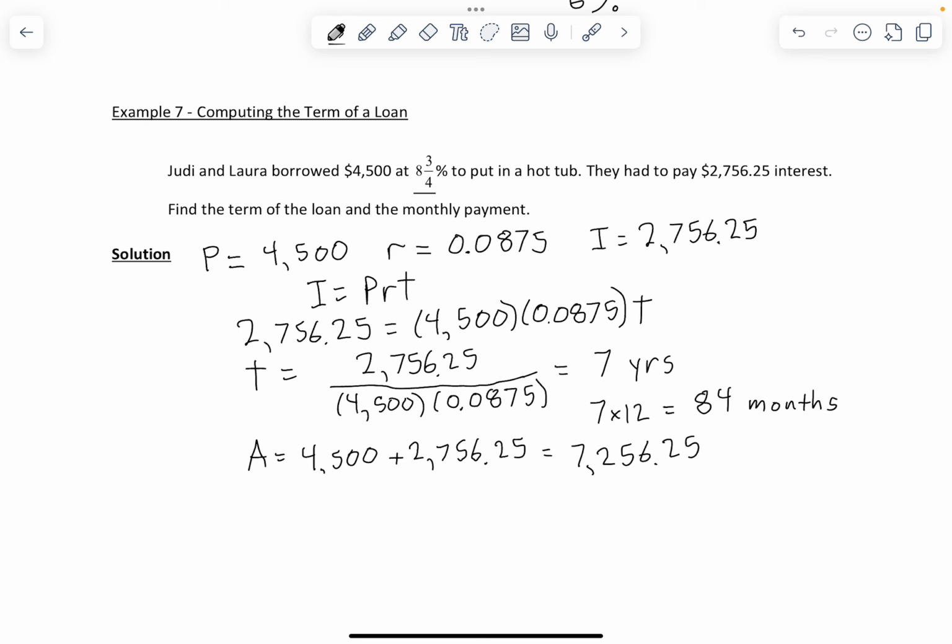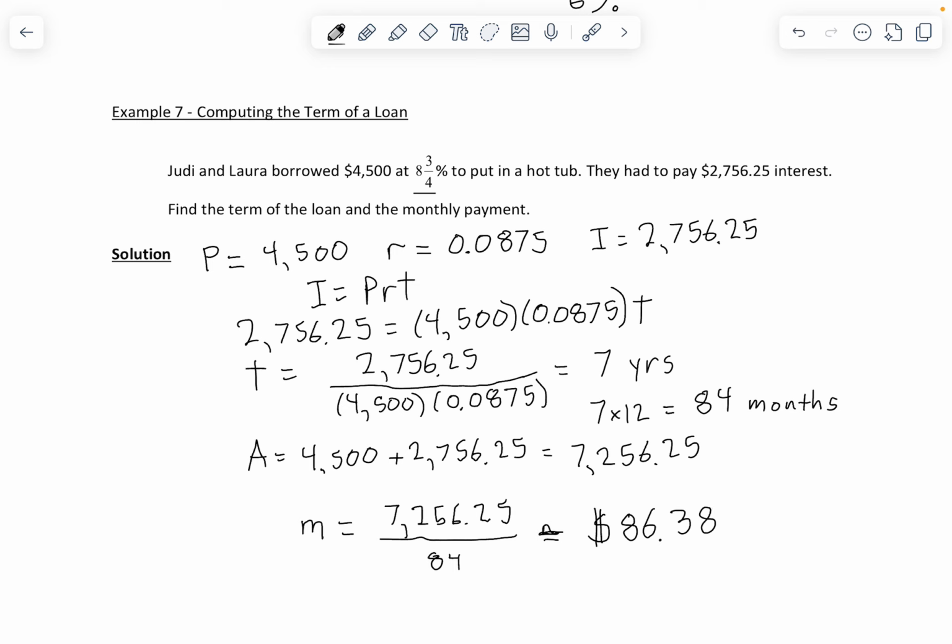$7,256.25. So the monthly payment, which we'll call M, is found by taking the future value, which was $7,256.25, dividing that by the number of months. Divide that by 84 months. And that equals about $86.38 as the monthly payment.